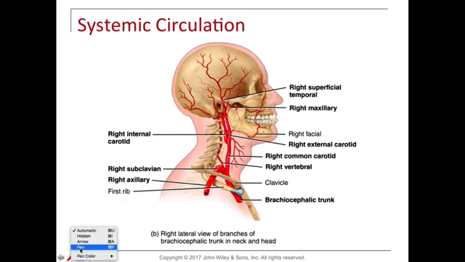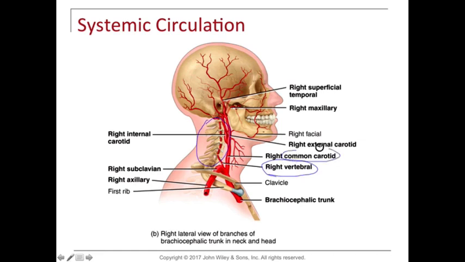Circulation now going up into the brain. Here is the cervical spine. If you think back to some of the bony anatomy and you look at the cervical vertebrae, the transverse processes have holes in them called the transverse foramen. Through the transverse foramen of C1 to C6 are the vertebral arteries. The vertebral arteries go through them.